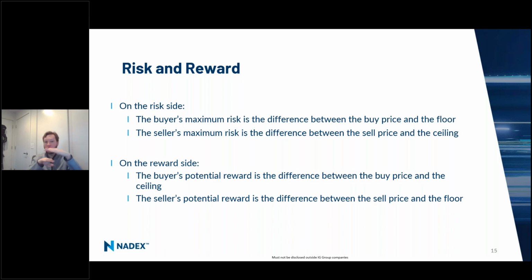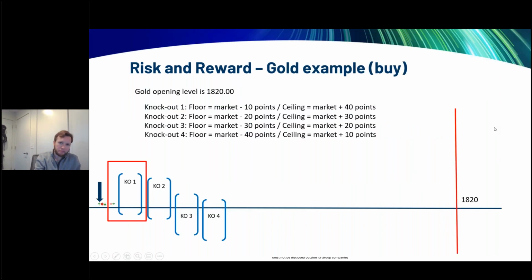And then the reward is sort of the opposite of that. So the buyer's potential reward, if you pay this much to get in, is all the way up to the ceiling. And the seller, if you pay this much to get in, your reward is all the way down to the floor, right? So the seller wants it to move down, the buyer wants it to move up. And we have a similar scenario here. So on the buy side, the buyer will pay the difference here, the seller pays the difference on this side.